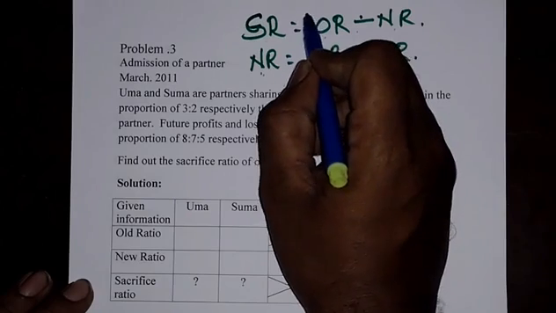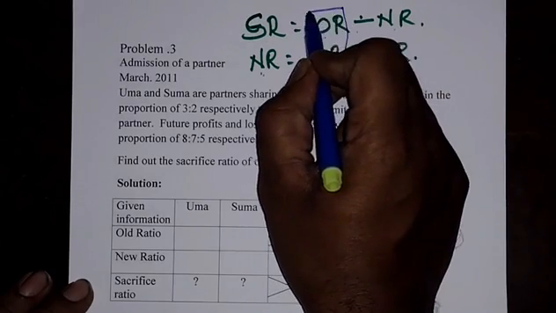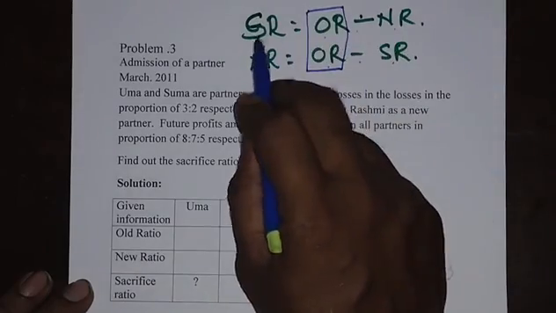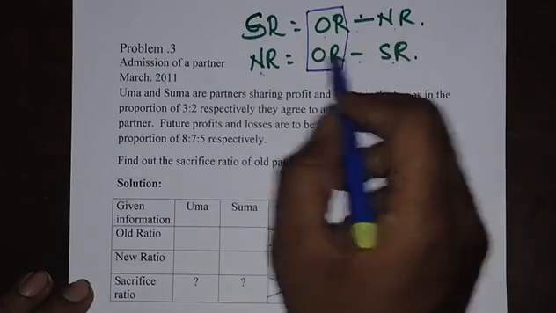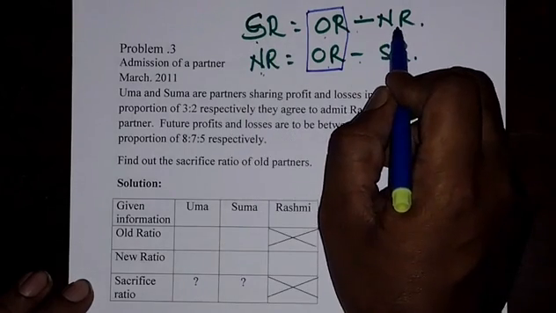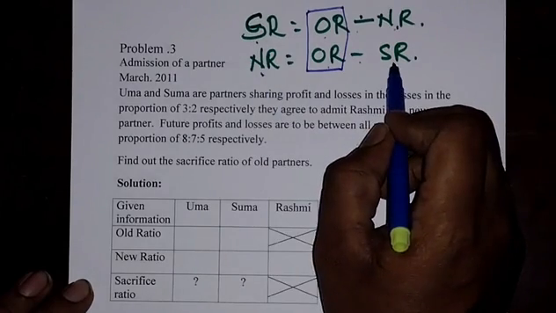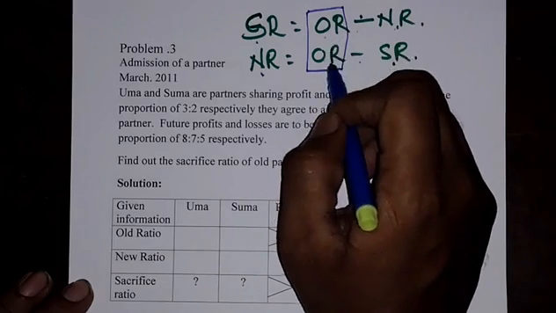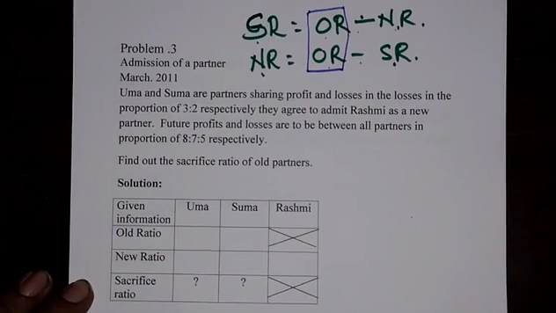You see that the old ratio is constant, which is not at all changing. Only sacrifice ratio and new ratio are changing. When sacrifice ratio has to be calculated, minus new ratio. When new ratio has to be calculated, minus sacrifice ratio. There is no alteration to the old ratio. Okay, coming to the problem.